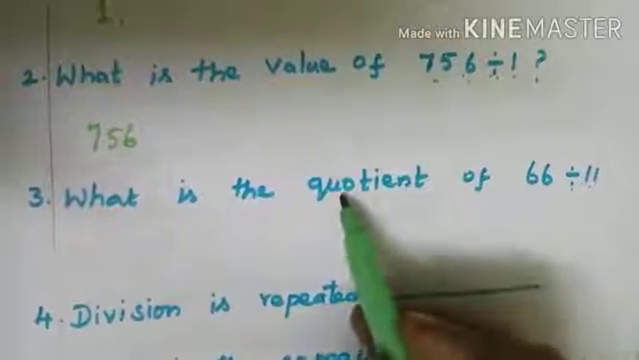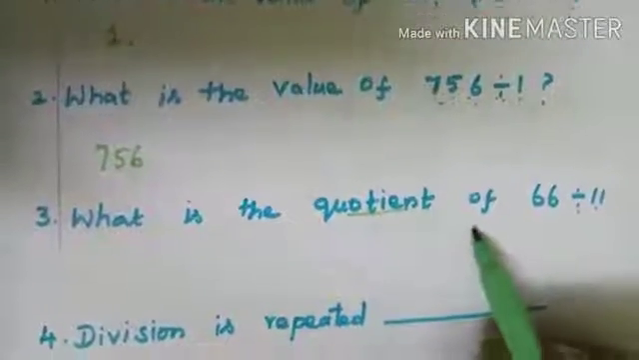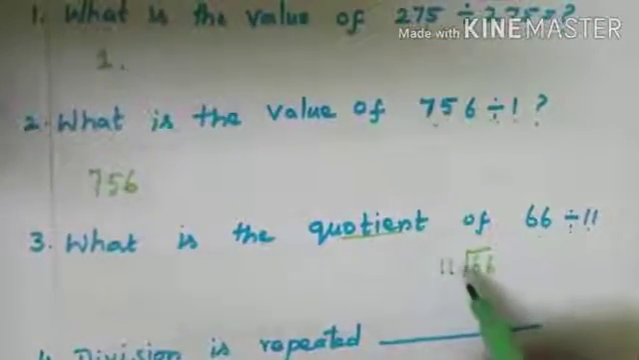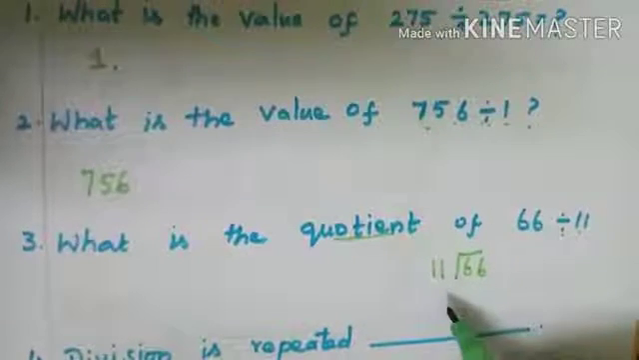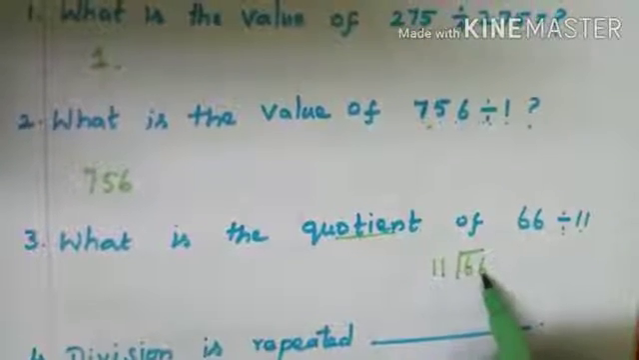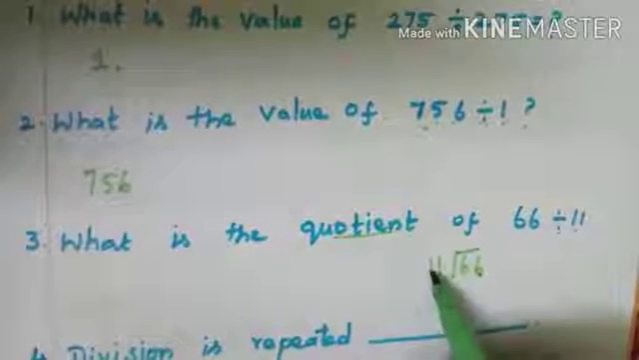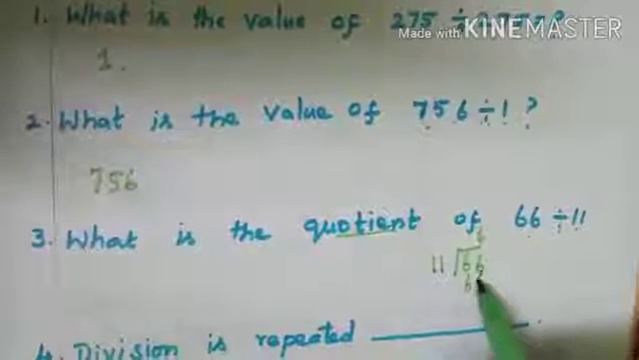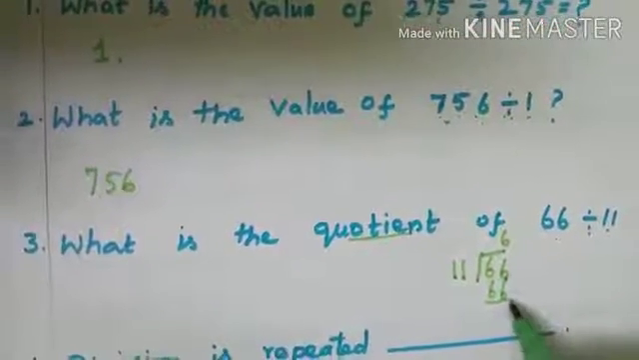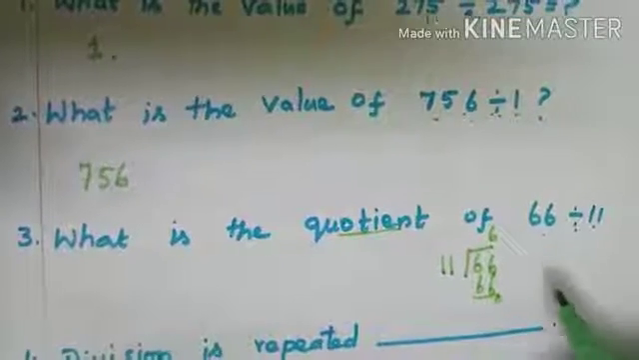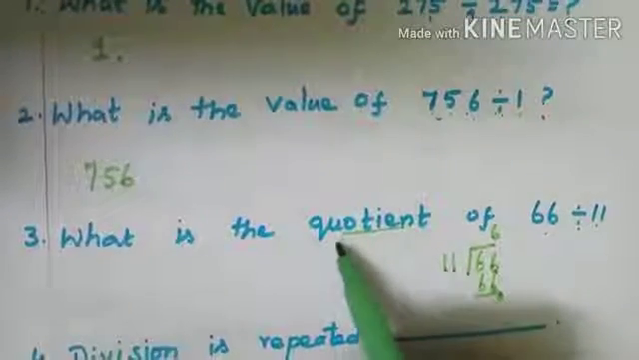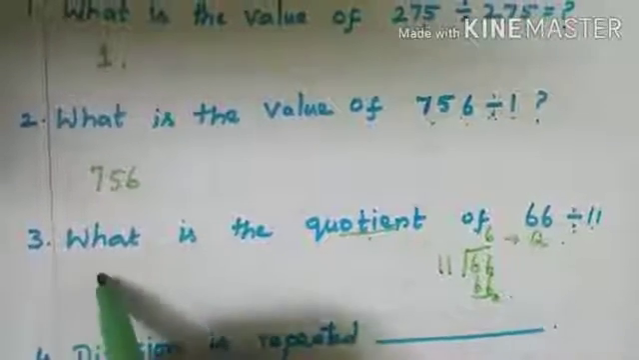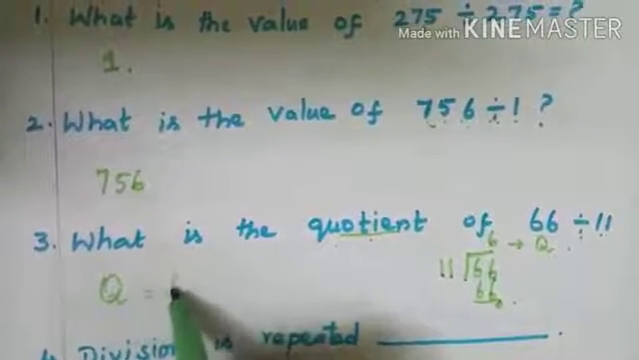Now, what is the quotient of 66 divided by 11? So, when we are dividing 66 by 11, you have learnt the 11th table, isn't it? Here 66 is the dividend and here 11 is the divisor. So, 6 elevens are 66, and the remainder is 0. The quotient is asked, so the quotient is 6.